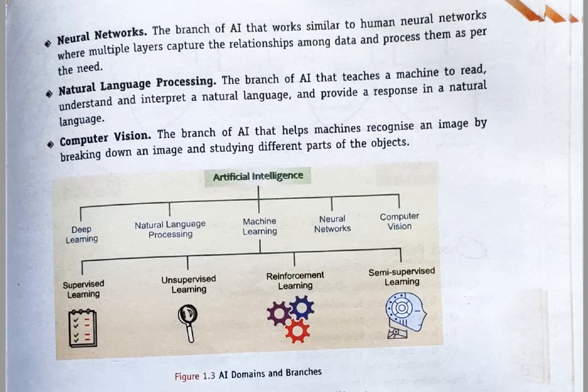So this figure gives you the complete story about artificial intelligence and its subparts: deep learning, NLP, machine learning, neural networks, computer vision. And machine learning is further divided into supervised learning, unsupervised learning, reinforcement learning, and semi-supervised learning. All these concepts will be discussed in detail in the upcoming chapters, and you will have the chance to get the knowledge about all of these.